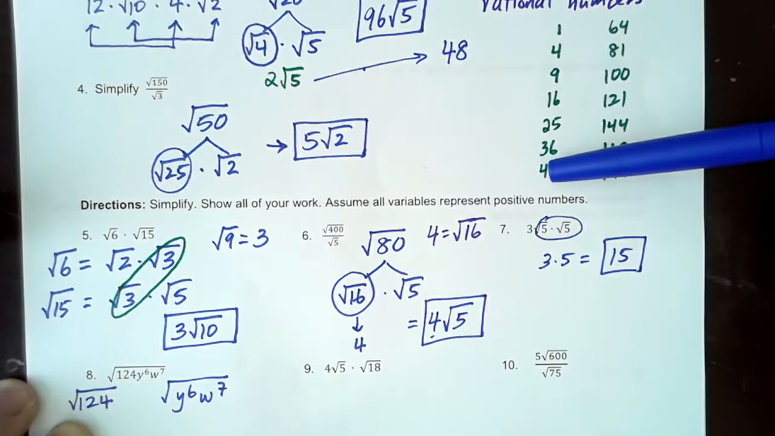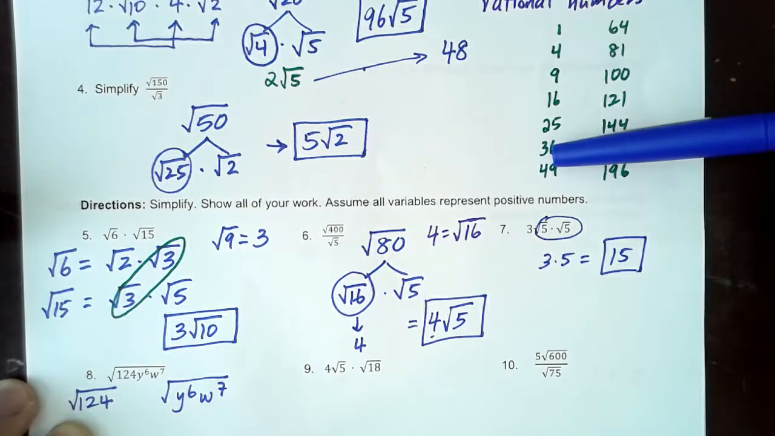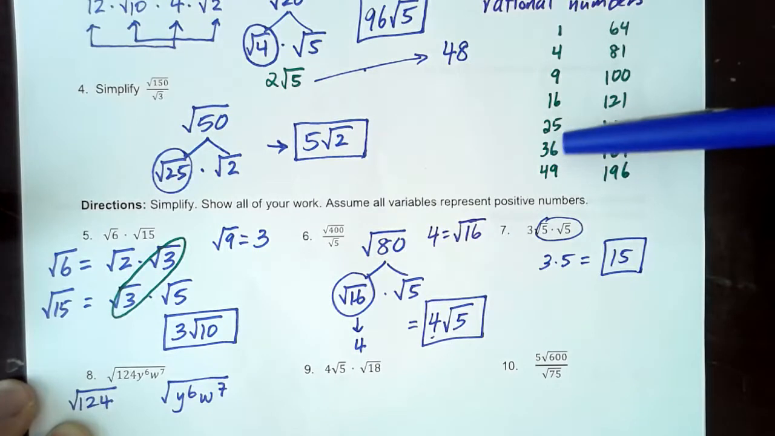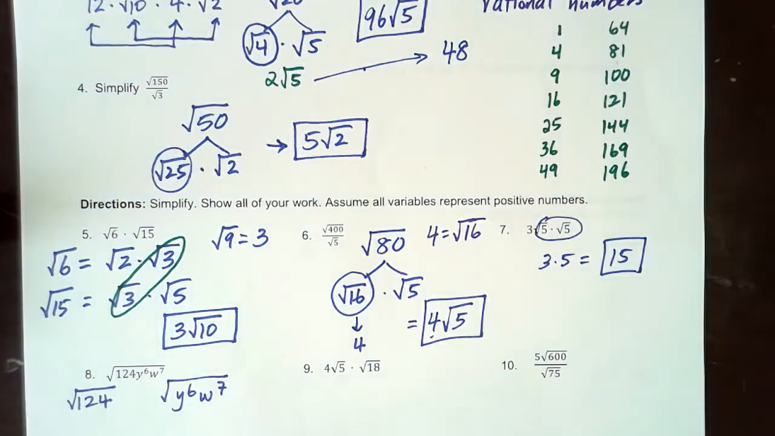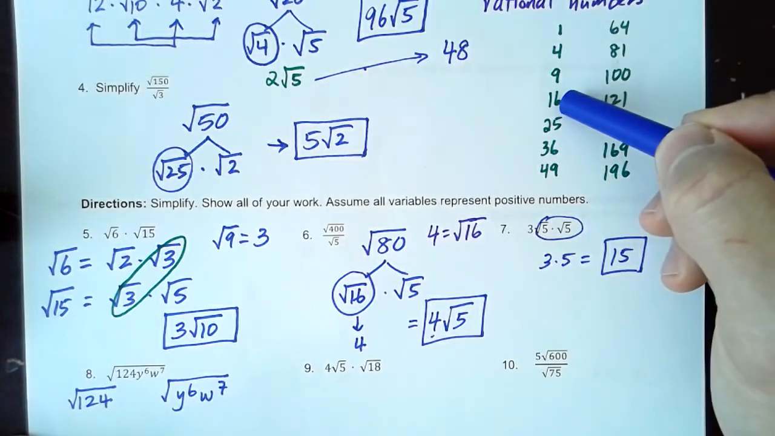And 49, no. 36 kind of sounds interesting, but no. 25 is no. 16, ooh, that might be an answer. What's 16 times 8? No, 16 times 8 ends in an 8, so that can't be.